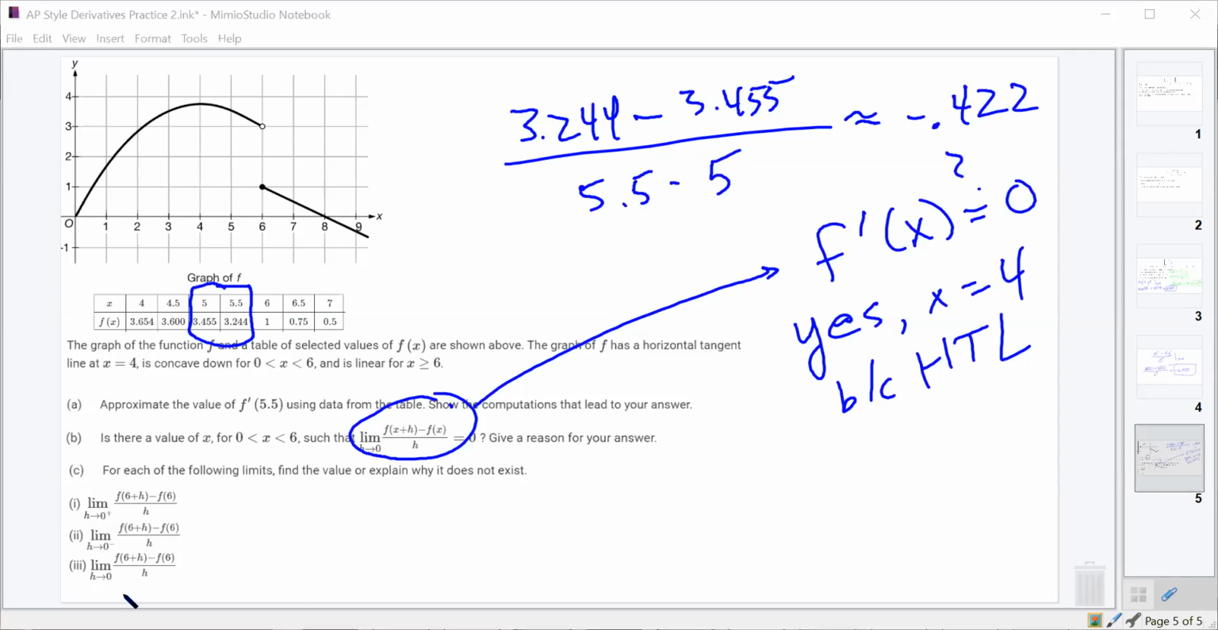All right. For part C, we got 3 different things to figure out. First off, we want to find the limit as h approaches 0 from the right of f of 6 plus h minus f of 6 over h. So that's still the difference quotient, except it's the difference quotient when x is 6, right? And it's only coming from the right. So what this is, is f prime of 6 from the right. So we're looking at the derivative of f to the right of 6, coming all the way up to x equals 6. And what is that value?